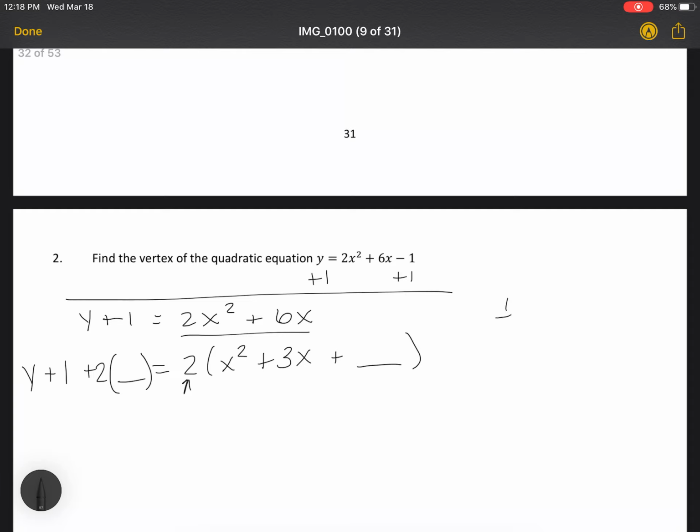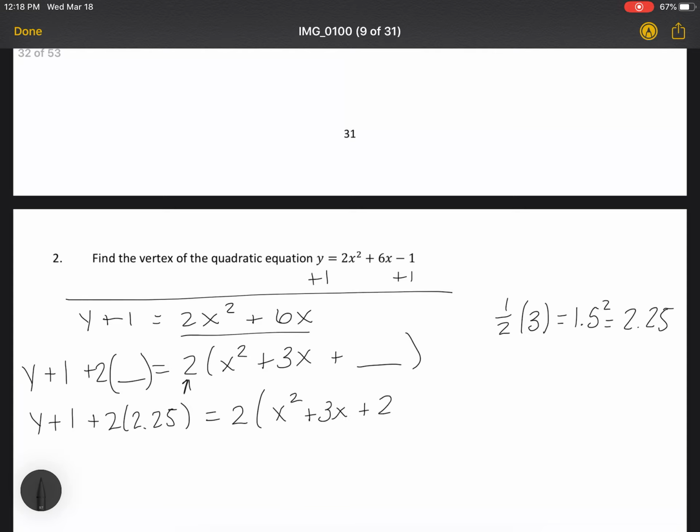Okay, so now we need to take half the b, which is 3, and square it. So half of 3 is 1.5. If we square that, we should be getting 2.25. So in my spaces, I'm going to have 2.25. So y plus 1 plus 2 times 2.25 equals my common factor of 2, x squared plus 3x plus 2.25.